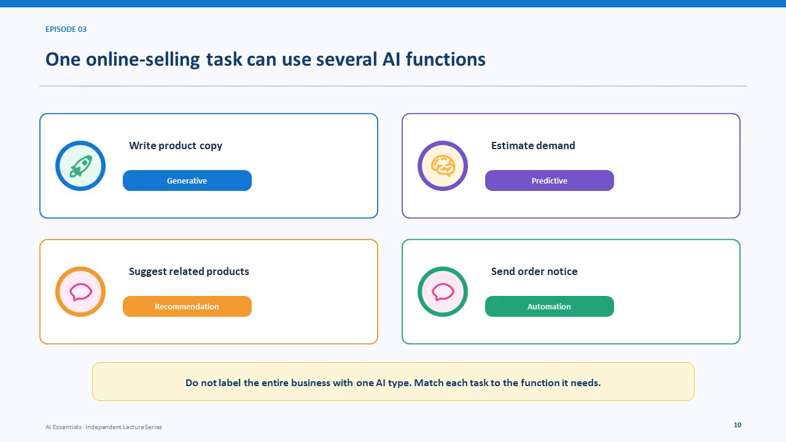One online selling task can use several AI functions. Writing product copy uses generation. Estimating demand uses prediction. Suggesting related products uses recommendation. Sending an order notice according to a rule uses automation. The business is not one type of AI. Each part of the work should be matched to the capability it actually needs.